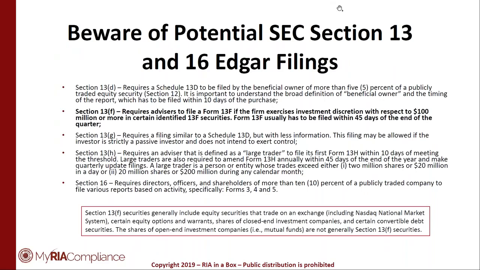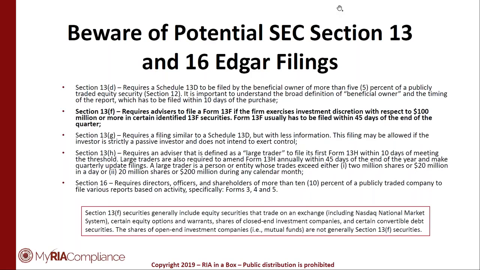Now, a couple of things just to be familiar with, talking about these Section 13 and 16 EDGAR filings. The most common Section 13 or Section 16 filing that impacts RIA firms, though not the only one, is the Section 13F filing, which we're focusing today's webinar on. This requires advisers to file Form 13F if the firm exercises investment discretion with respect to $100 million or more in certain identified 13F securities. The Form 13F usually has to be filed within 45 days of the end of the quarter.